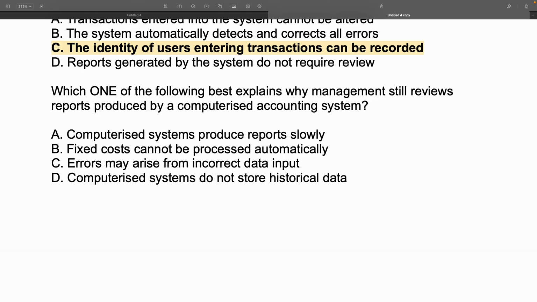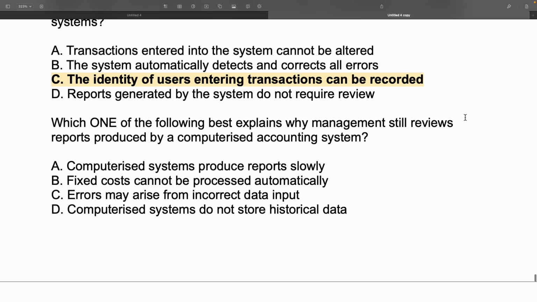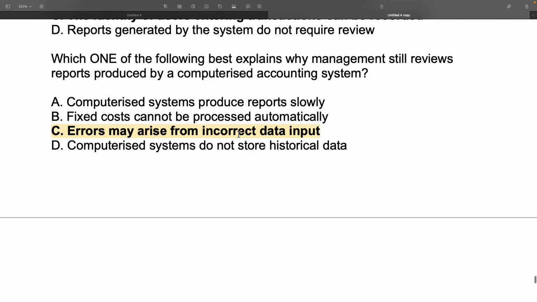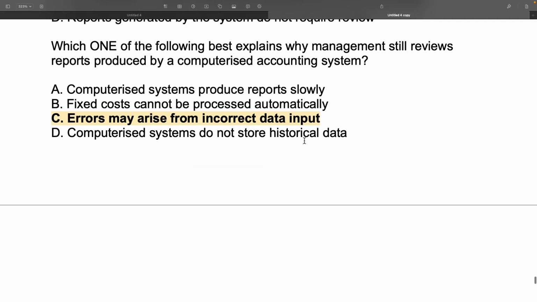Which one of the following features is of most computerized accounting systems? Okay, which one of the following best explains why management still reviews reports produced by computerized accounting systems? Well, because there may be errors from the system. Computerized systems are slow, fixed costs cannot be processed, computerized systems do not store. So these are all wrong; errors may still arise.